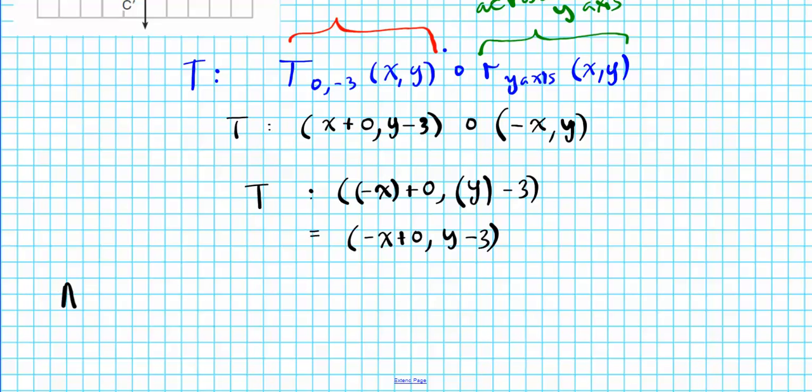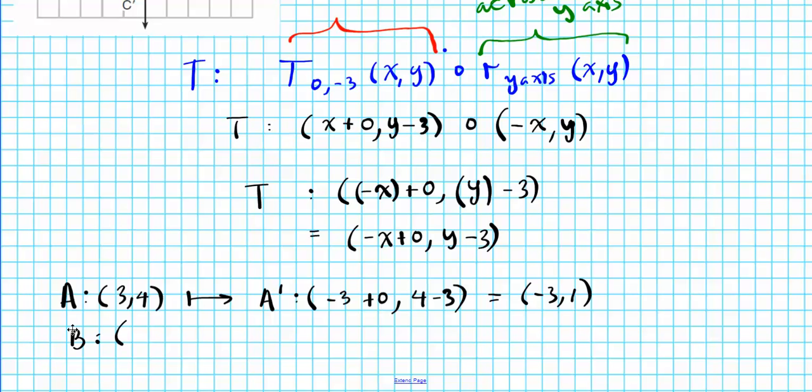Starting with point A, A is 3, 4, and we want to go to A prime. To do that, we simply take the opposite of the x coordinate, add 0 to that, and then take the y coordinate, subtract 3. Okay, this is a reflection across the y-axis and then a shift downwards. That takes us to negative 3, 1. Negative 3 plus 0 is negative 3. 4 minus 3 is 1.